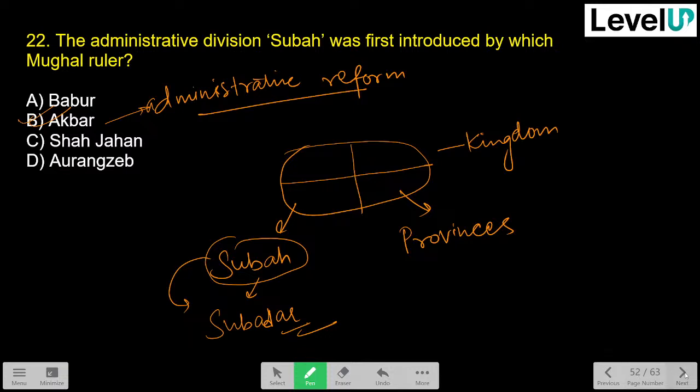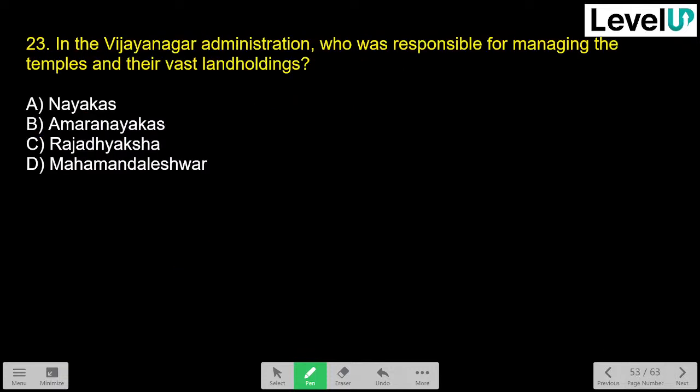Correct. Next, in the Vijayanagar administration, who was responsible for managing the temples and their vast land holdings? See, the Vijayanagar Empire rulers used to construct a lot of temples, and the temples used to have a lot of properties, having a lot of wealth. So Nayakas were the managers who had to manage the whole temple and their vast land holdings.